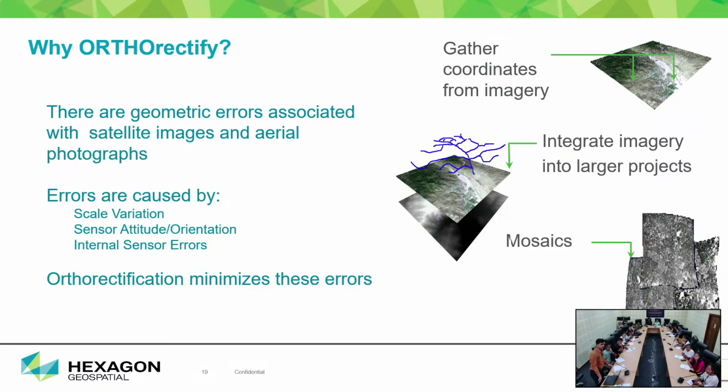Here errors are caused by scale variation, sensor altitude and orientation, and internal sensor error, and orthorectification will minimize them. If you go for a flat region, as I already told you, we can use the ATCOR 2 model. Suppose some parts are in the hilly region and all features are in the hilly region, then we have to go for ATCOR 3, and this type of orthorectification is necessary for the image.